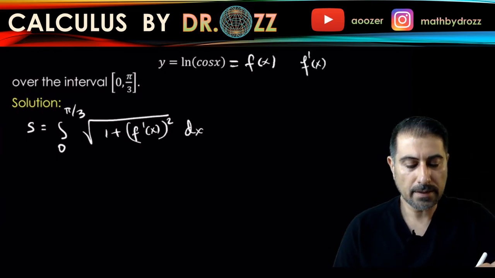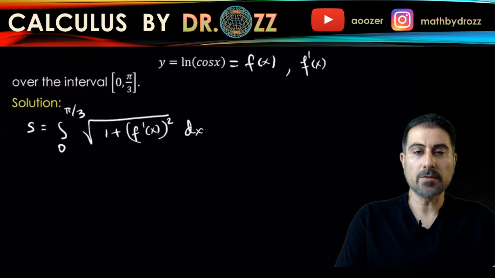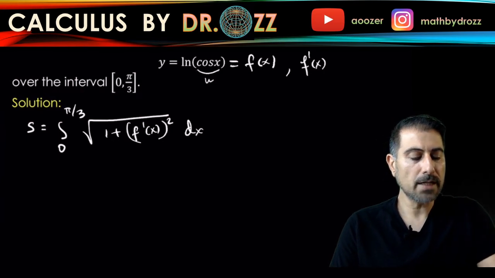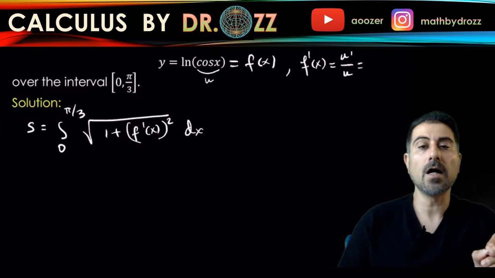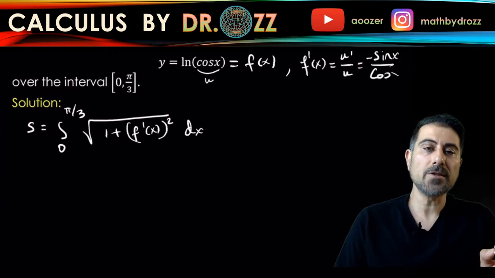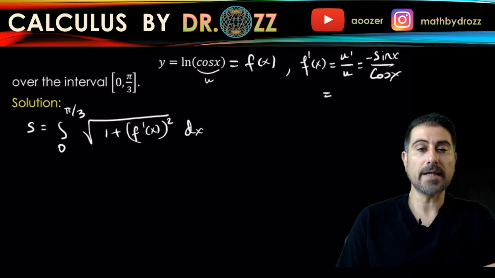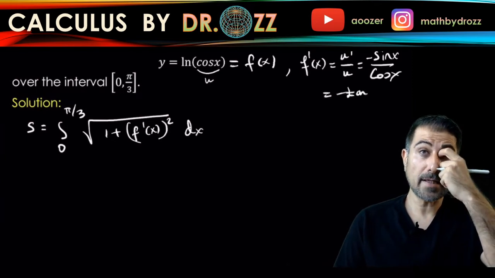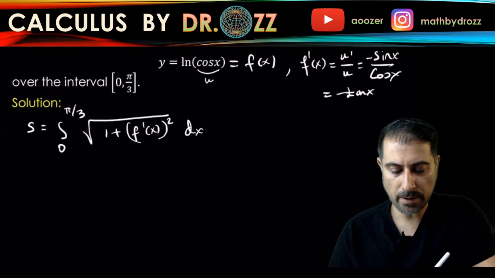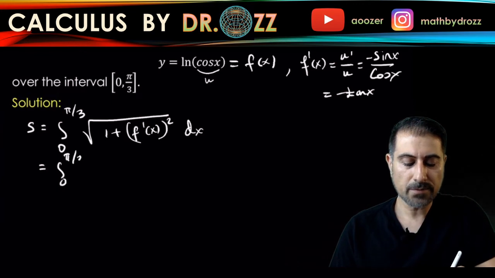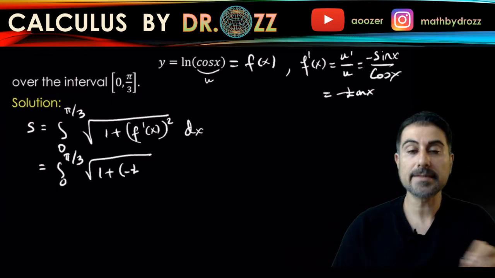So you have the ln of u, and you want to take the derivative of ln of u for u equals cosine x. The derivative is u prime over u, and this is minus sine x over cosine x. But by the definition, sine x over cosine x is in fact tan, right? So it's minus tangent x. So we can go ahead and plug this back in here: integral from 0 to pi over 3 of the square root of 1 plus negative tangent x squared dx.